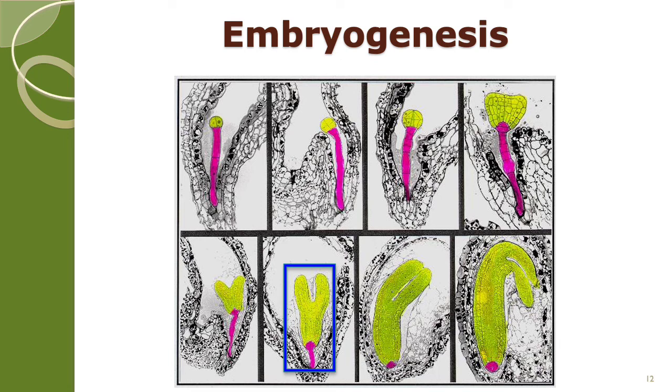However, now look at that suspensor region. It is actually becoming shorter and shorter. And so when we look at the next region where we're coming to the torpedo stage, that suspensor length has really shortened, and there are not that many cells in that suspensor anymore.